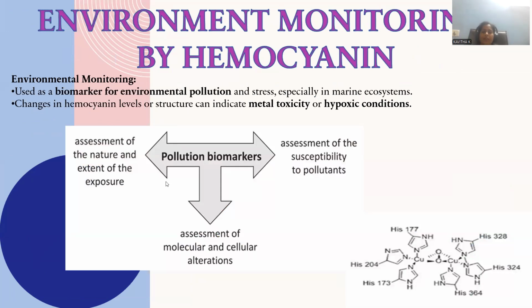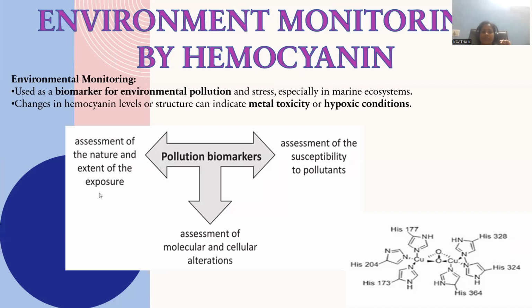As we are already aware, hemocyanin is a better environmental monitoring agent. It is able to give sensor sensitivity. It is able to absorb the sensitivity of the environment. A slight change in the environment will be noticed by means of this hemocyanin. Hence, it is a kind of pollution biomarker.